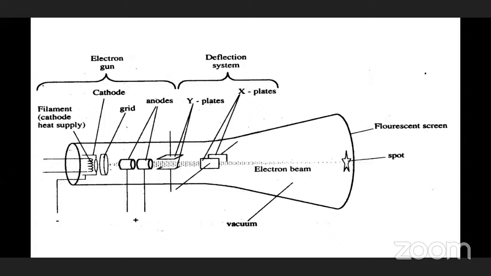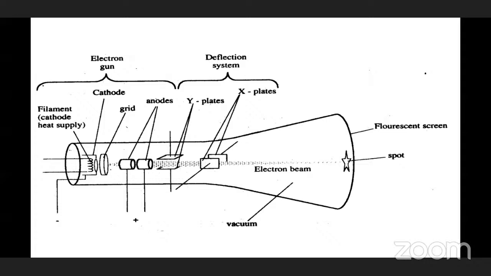The electron beam is deflected upwards. That is, the electron beam will be deflected upwards due to the attraction forces. When you connect a negative voltage to the Y input terminal, the electron beam will deflect vertically downward due to repulsion forces. And remember, the function of the Y plate is to deflect the electron beam vertically upward and downward.